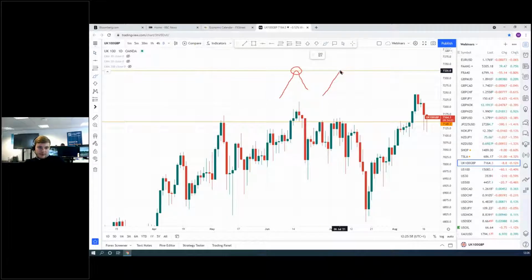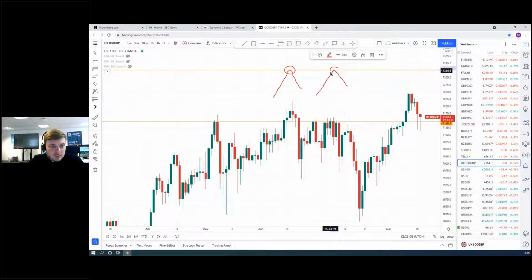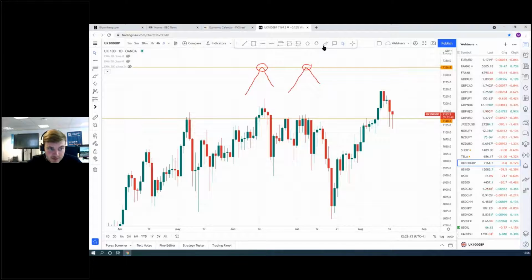We need price to then move away from the resistance level to give us a touch, to give us a valid bounce off that level. That'll then give us 2 touches. So a level is not valid until we've got 3 touches.